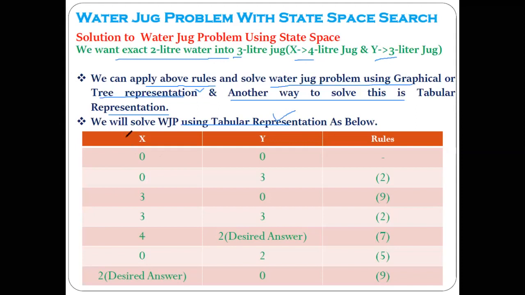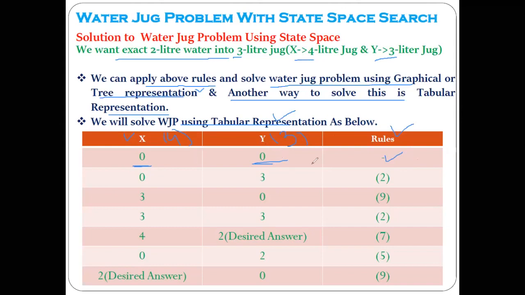Okay, see, here we are given two jugs. One is X having the capacity of 4 liters and the other jug has the capacity of 3 liters. And here we will write the rules that we want to apply. As you can see, in the general solution we have seen the 5 steps we have taken. The first step is that both the jugs are empty. So initially the jugs are empty, and there is no need to apply any kind of rules.